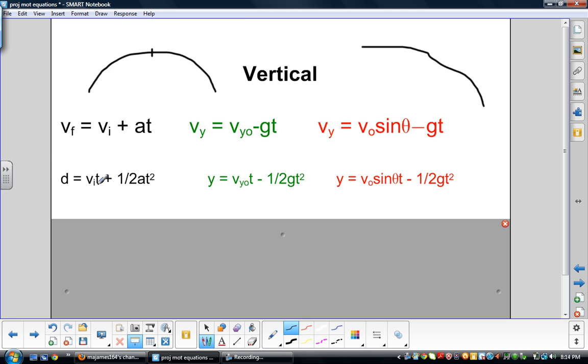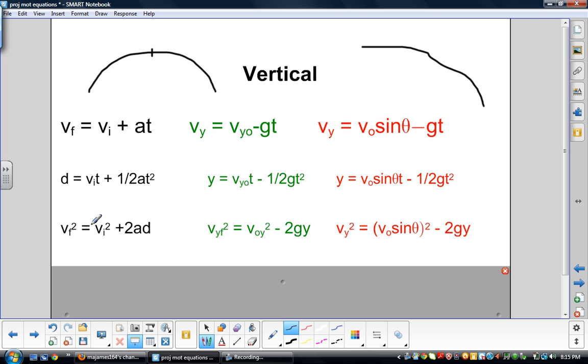Alright, distance equals v_i t plus 1/2 a t squared. Here we're calling our distance y. It's equal to our original y component of the velocity times t minus 1/2 g t squared. So I'm substituting g for a. If we're on Earth, that's 9.80 meters per second squared. And here all I've done is take that last little step and work my trig function into the equation itself. So original velocity in the y direction is equal to original velocity times sine theta.